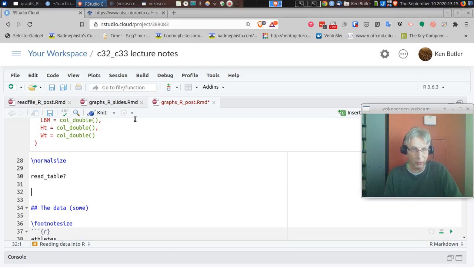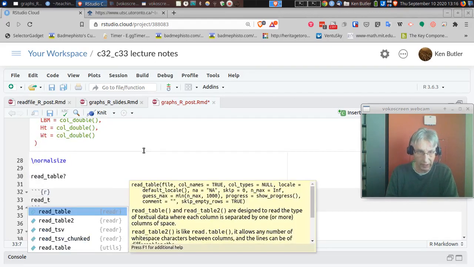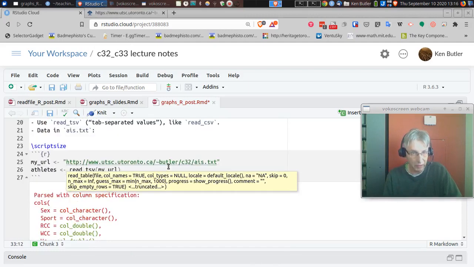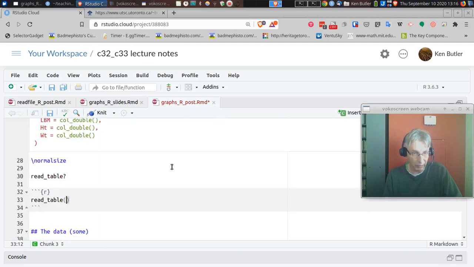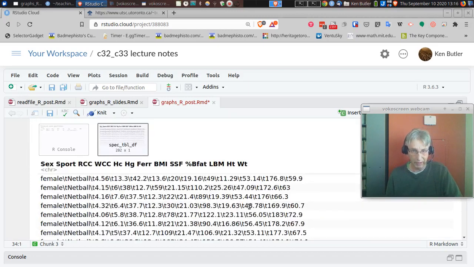Where is my insert? I can't see it. There it is. Insert R. Okay, so what happens if we say read_table, and then that thing which I hope I saved, my URL? What happens if we do that? Okay, this looks kind of messy, but there are some clues here. Do we get a hint here?